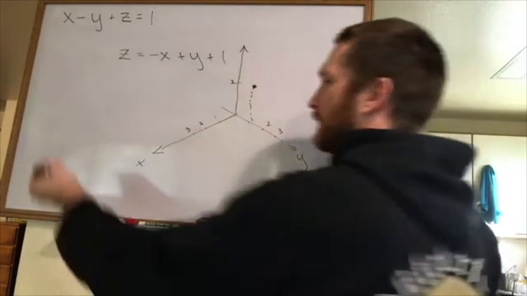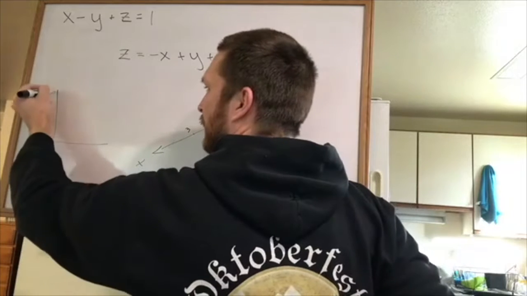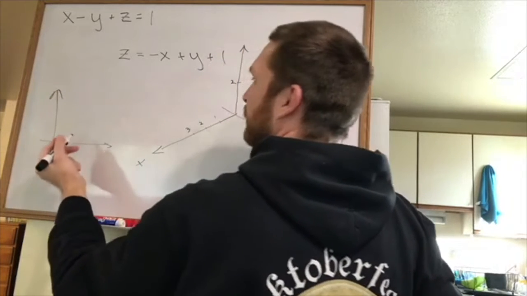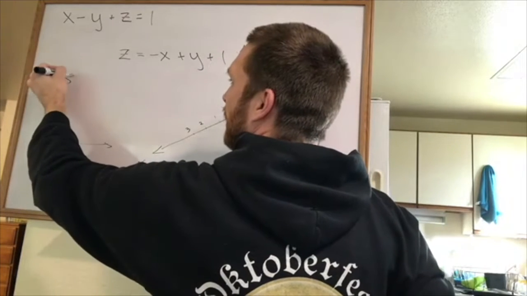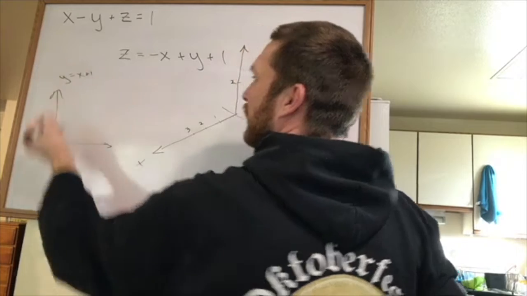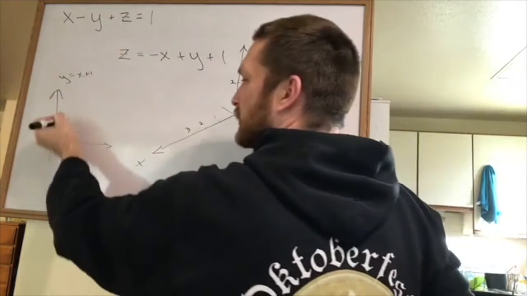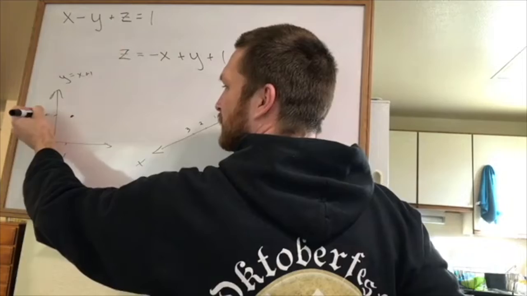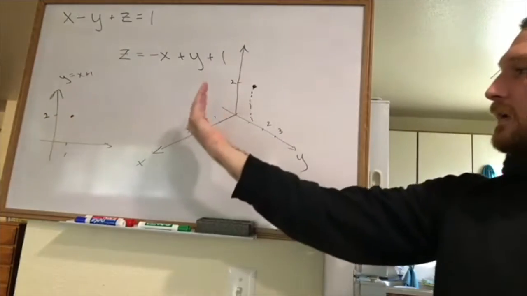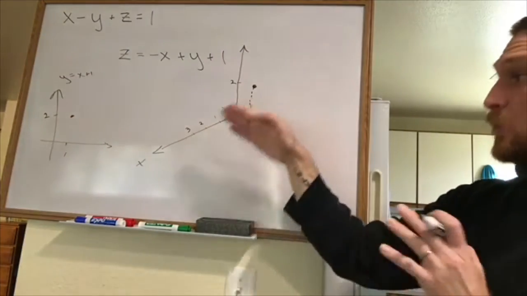Same way as if we had an x and a y value, and we had some formula that said y equals, say, x plus 1. We plug in a 1 for x, and we go, okay, 1 plus 1 is 2. And so we go up to a height of 2 in the y. That's what we're doing right here. But now we have 2 directions to go.